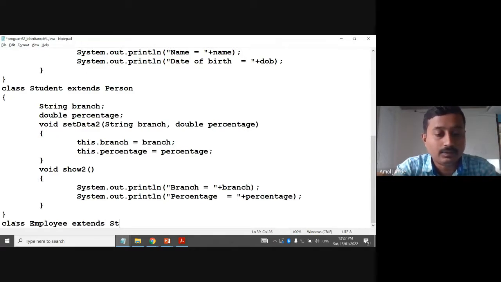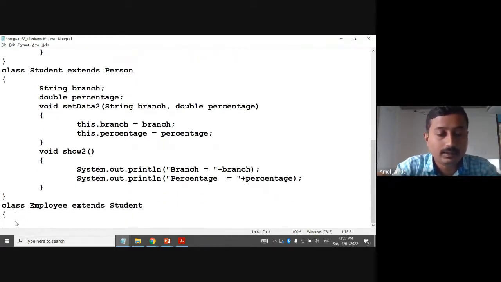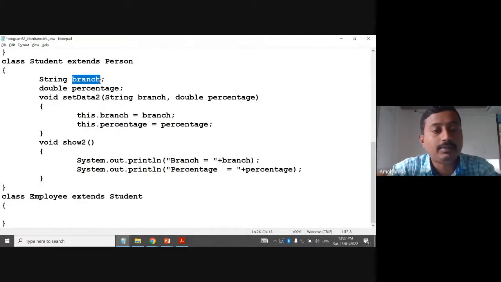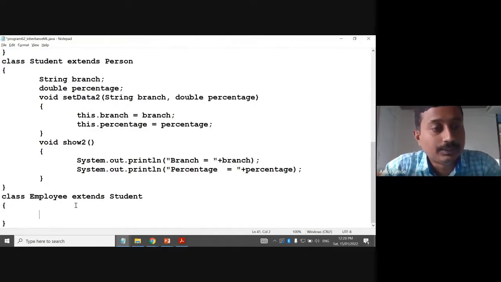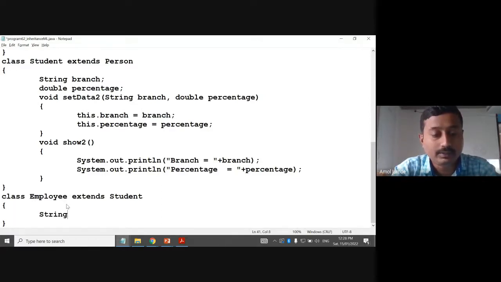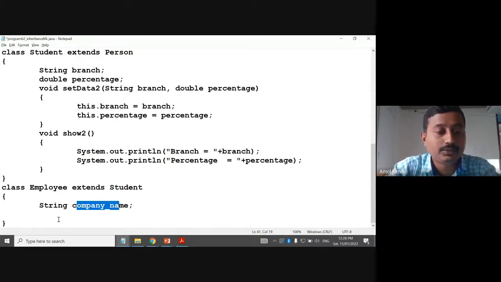Okay, so he was a student one day, right? Employee will have some branch, previous branch percentage, graduation percentage. Okay, so he's going to have a salary and company name, right? So string company. Always give meaningful names to the variable. Okay, from the name itself you should get an idea about what value he is storing. So salary.